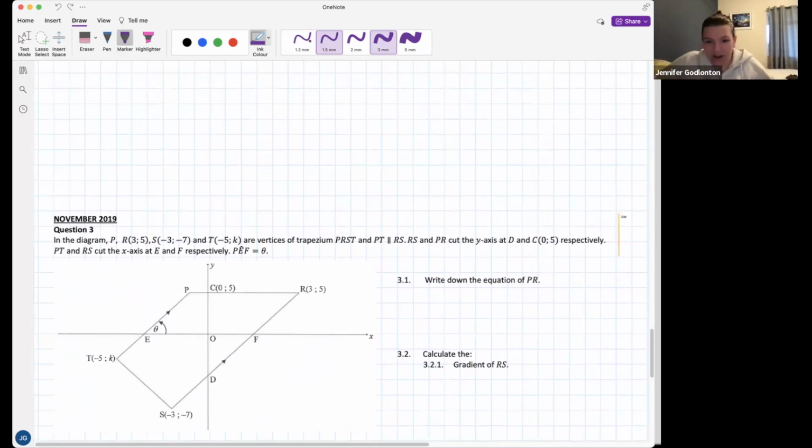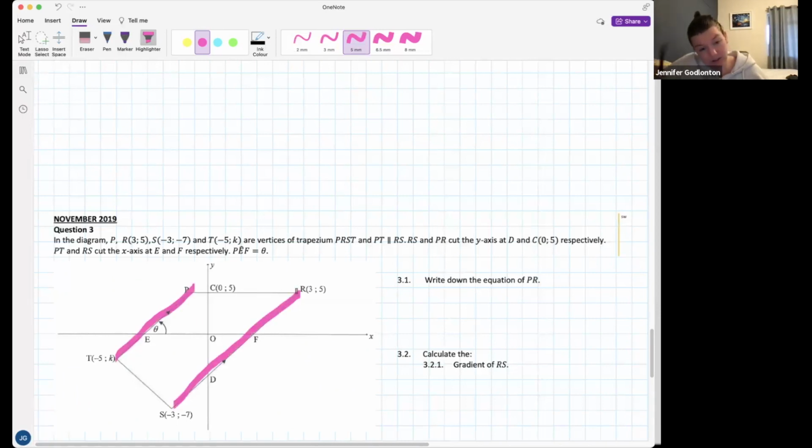So in our diagram, let's have a look. They've given us coordinates. We've got R, S, T, and C. They've told us it's a trapezium. We know it's a trapezium because this line here is parallel to this line over here, which is going to be useful to us. Remember, they don't ever tell you things that aren't useful. RS and PR cut the y-axis at D and C. We also have our value for C. PT and RS cut the x-axis at E and F respectively, and PEF is theta.